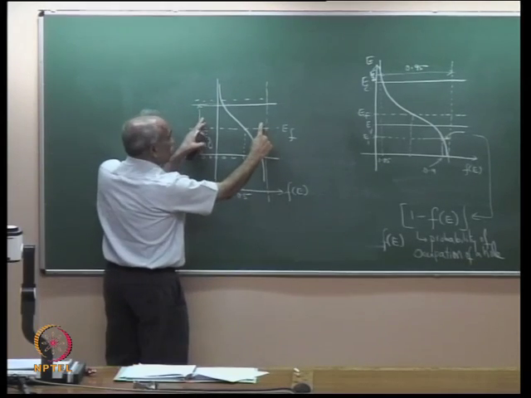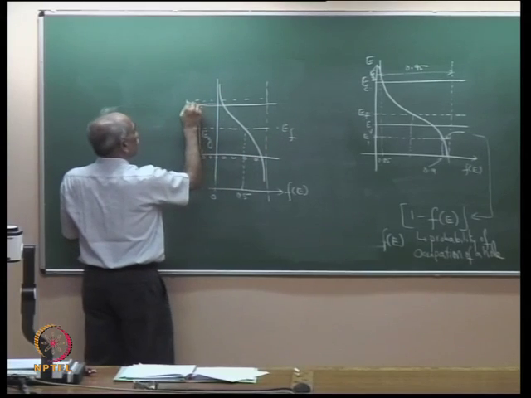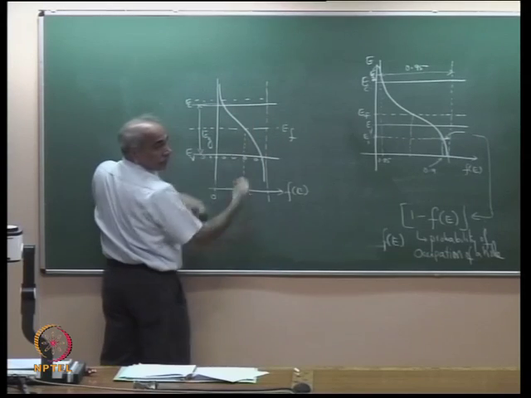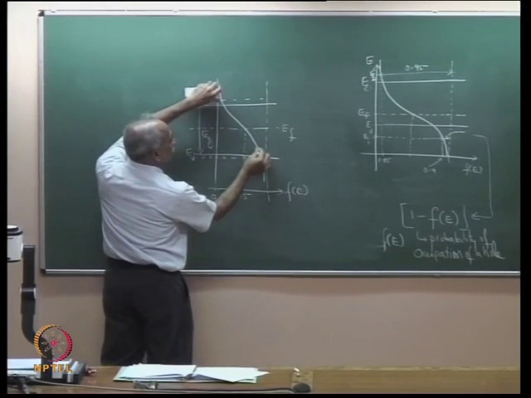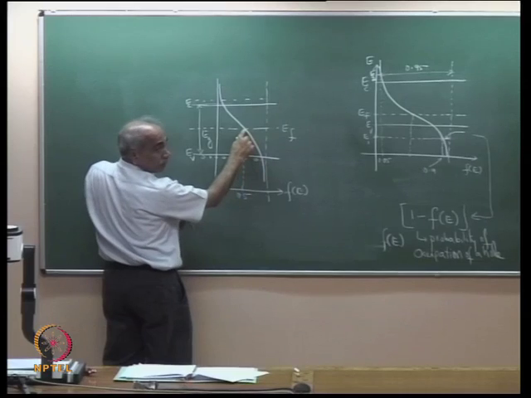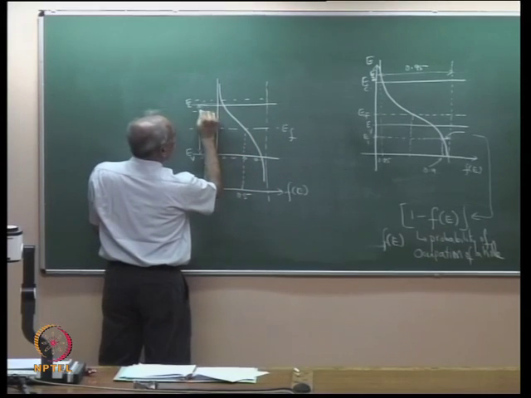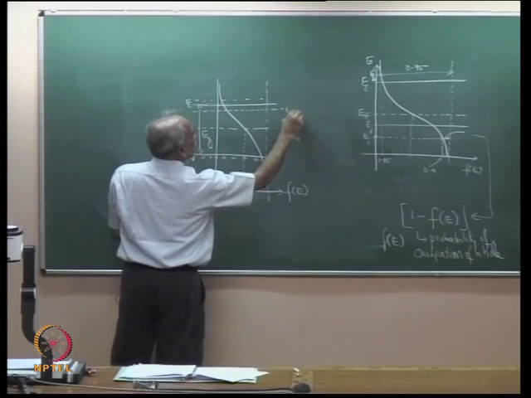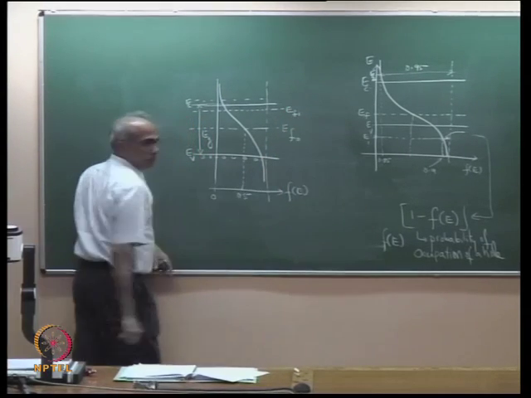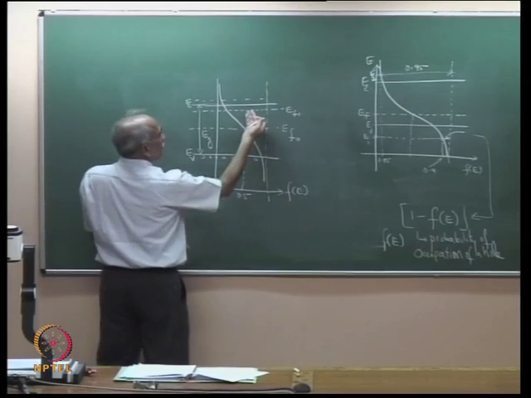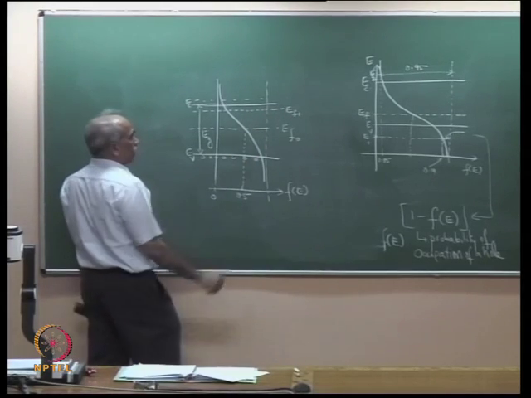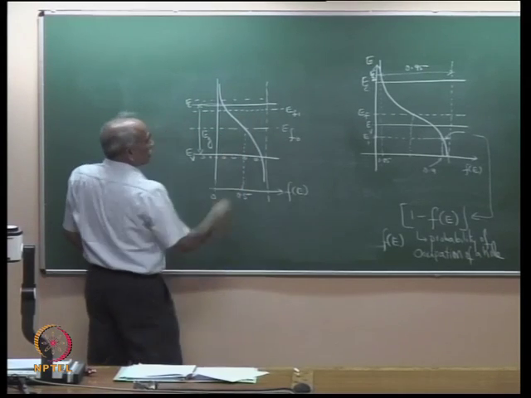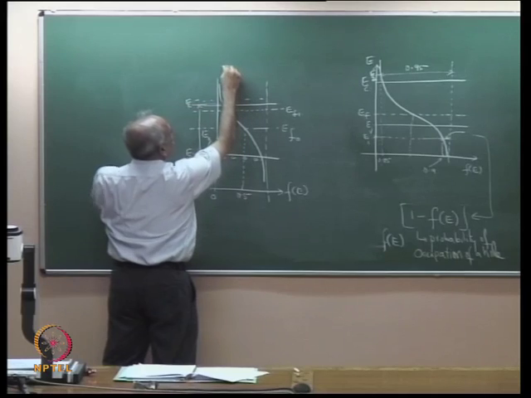If Ef is towards EC, this is EV. If Ef shifts towards EC, that means the probability function shifts, because this point at E is equal to Ef. So let me draw a second value of Ef. This is Ef0. Let me call this Ef1. For another material, if the Fermi function is Ef1, it means this point of probability of half should come here. That means this should shift further up.